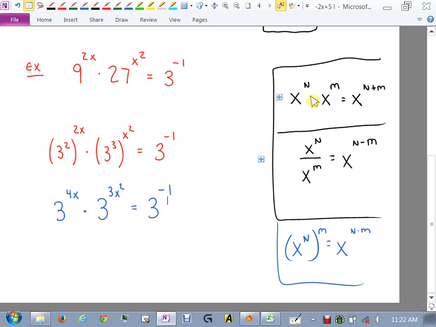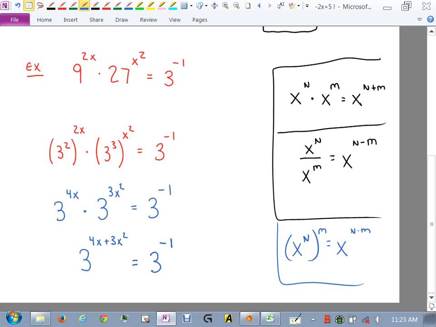So it's like x to the n times x to the m. I can rewrite it as x to the n plus m. So I can take this and rewrite that as a single 3 raised to the 3x squared plus 4x, or you could say 4x plus 3x squared. Doesn't matter which order I put addition in, right? Do y'all see that? Those two went together right here using this property. Equals 3 to the negative 1.